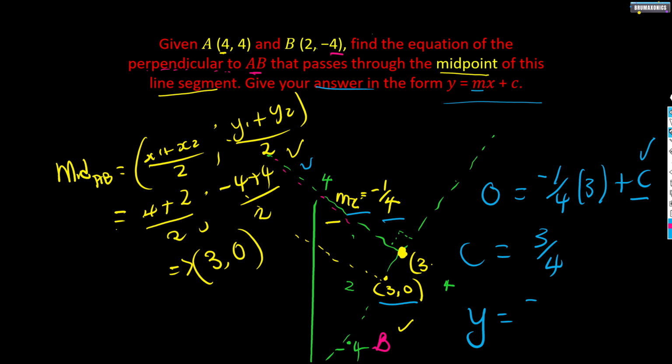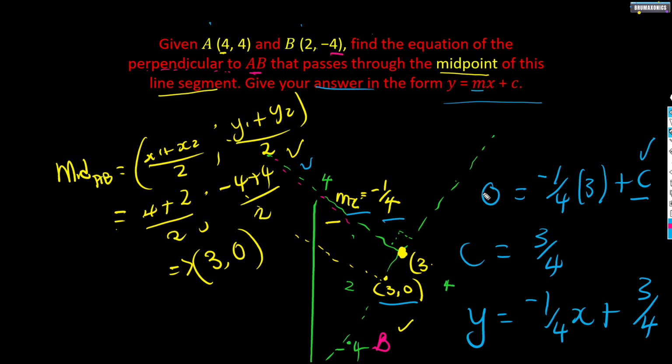Our m is negative 1 all over 4, x, and then plus c. So this is what they were looking for when they ask you to find the equation of the perpendicular line or graph to AB that passes through the midpoint, and they're giving you the values of the midpoint through the given A and B coordinates. So you just have to think about how perpendicular lines work based on the slopes, or maybe based on the gradient, right?